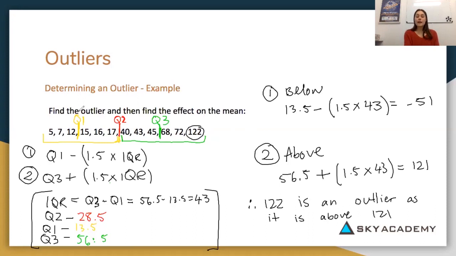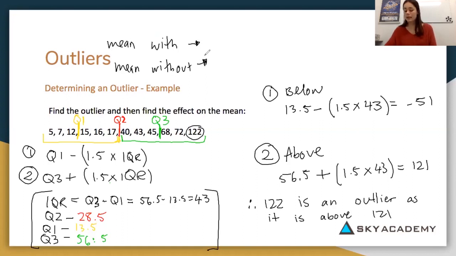So now we've found the outlier, we now have to determine the effect on the mean. To do that, we are going to calculate the mean with the outlier, and then calculate the mean without the outlier, and then compare. To calculate the mean, we're going to add up all the scores, including the outlier, and then divide by 12, which is the number of scores. So it should be 462 divided by 12, and that should give us 38.5, which we can round up to 39.